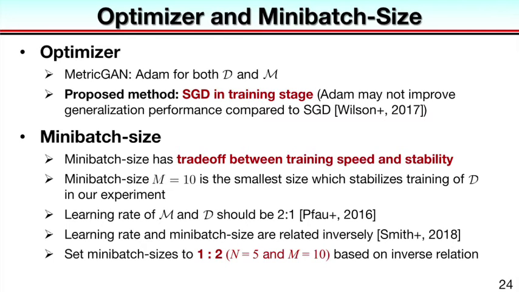Mini-batch size has a trade-off between training speed and stability. We experimentally found that a mini-batch size M equal to 10 is the smallest size which stabilizes the training of D in our experiment. In the literature, it is known that the learning rates of M and D should be 2 by 1. Also, the learning rate and mini-batch size are related inversely. Therefore, we set the mini-batch sizes to 1 by 2 based on the inverse relation.